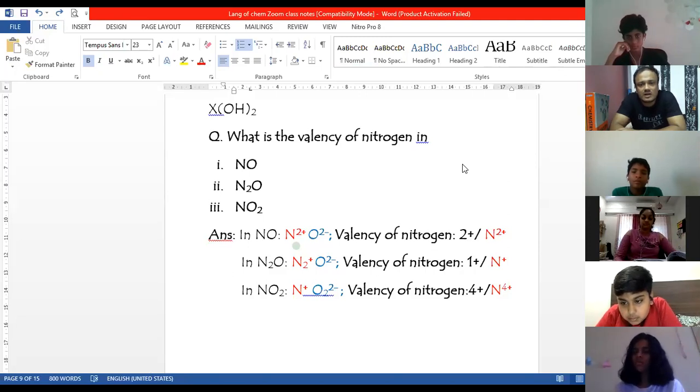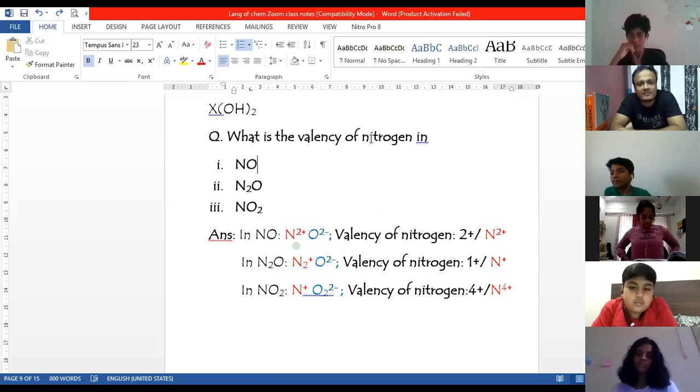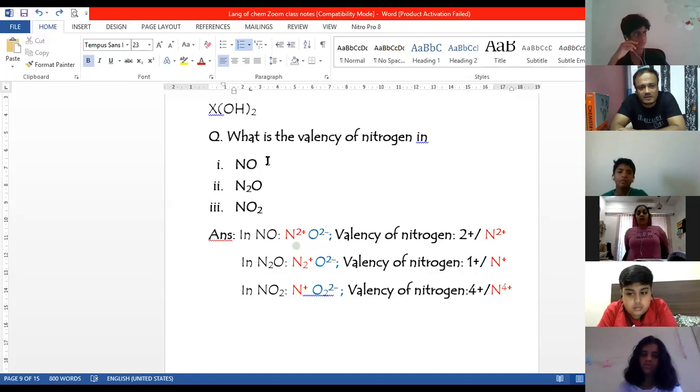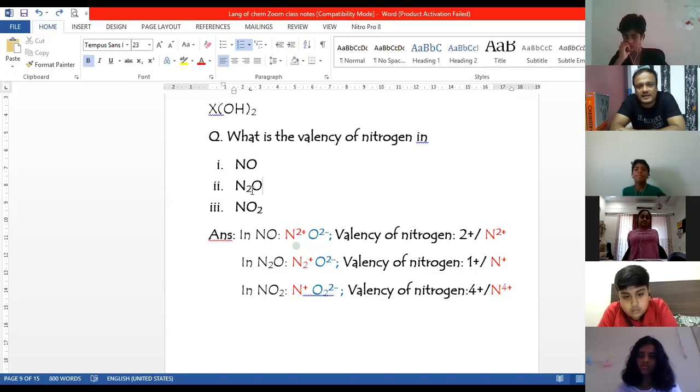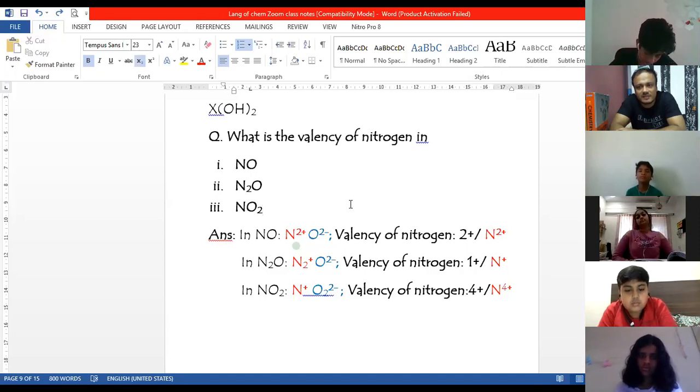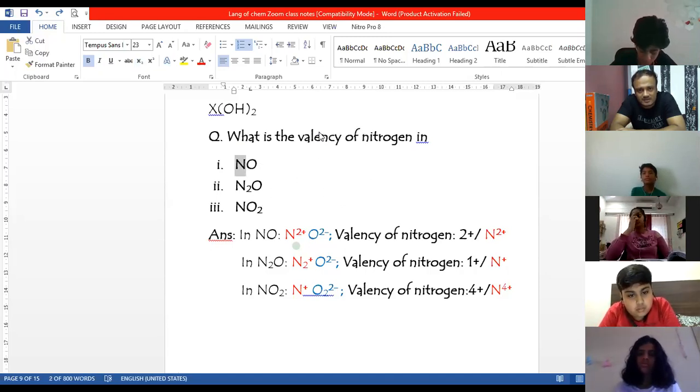Okay, so how this is going to happen is, see, an element might have different valencies in different compounds. That is what has been explained over here. So we can see that these are three different oxides of nitrogen. The first one is nitric oxide, the second one is nitrous oxide, and the third one is nitrogen dioxide. Here we have to identify the valency of nitrogen in all these three compounds.